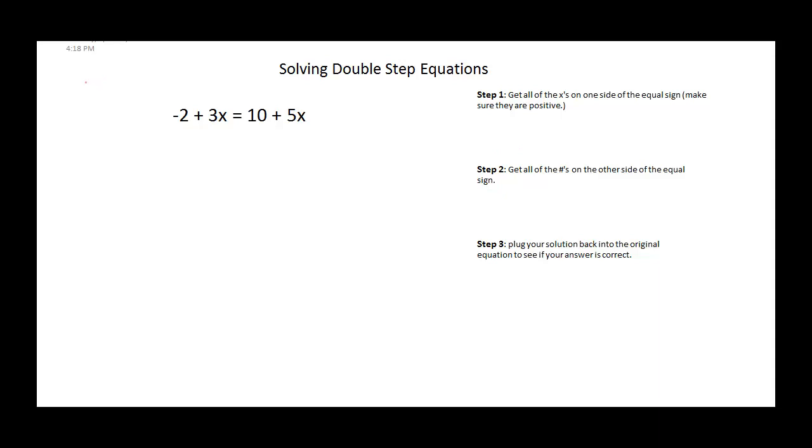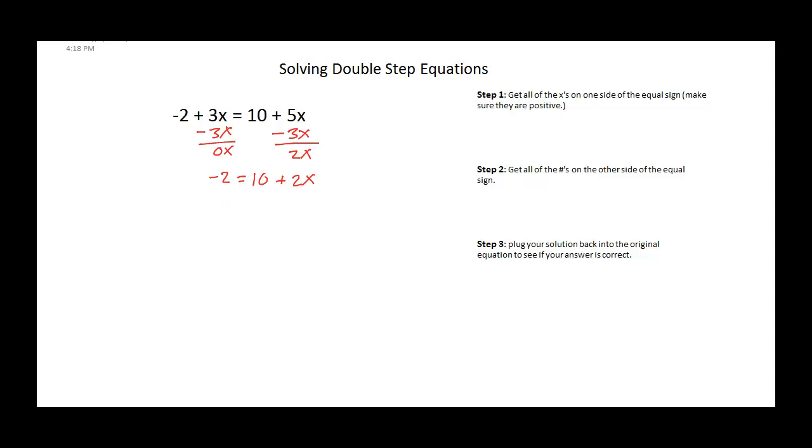So I'm going to start with the x's. And I know over here I have a positive 3x, and over here I have a positive 5x. So I'm going to want to get rid of this 3x because that will ensure that my x is positive over there. So to undo that plus 3x, I'm going to subtract 3x, which leaves me with no x's over here. And since I subtracted 3x from the left side, I need to do the same thing to the right side, which leaves me with 2x. So my new equation is negative 2 is equal to 10 plus 2x.